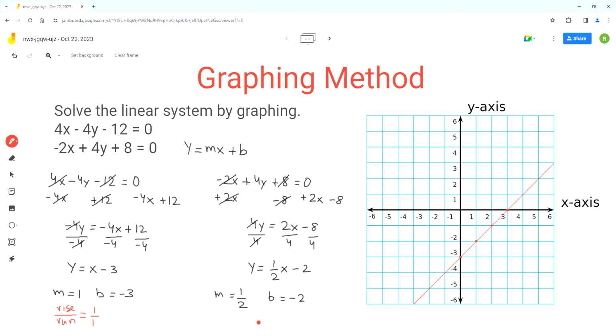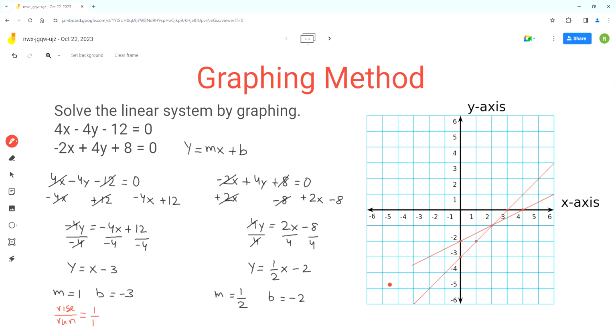Now we can graph the second line. So again, we'll start with the y-intercept, which is negative 2. So that's here. And now we can use the slope value to find other points on this line. So we know slope is rise over run. So from the y-intercept, we go 1 up and then 2 to the right. And then 1 up, 2 to the right. And now we can join these points by a straight line. So this is the graph of the second line.